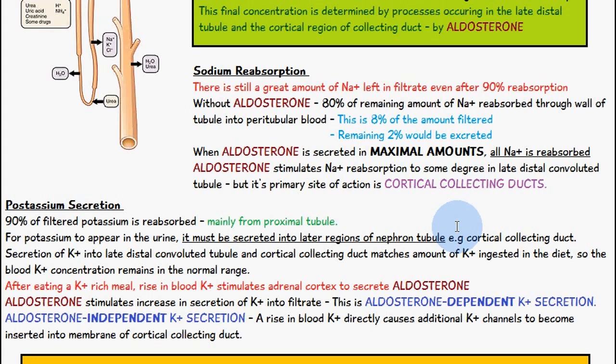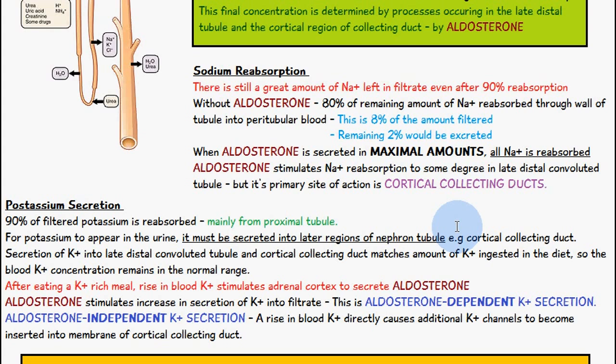So 90% of the filtered potassium is going to be reabsorbed, mainly from the proximal tubule. And for potassium to appear in the urine, it must be secreted into the later regions of the nephron, for example the cortical region of the collecting duct. Now, secretion of potassium into the late distal convoluted tubule and the cortical collecting duct matches the amount of potassium ingested in the diet, so the blood potassium concentration remains in the normal range.